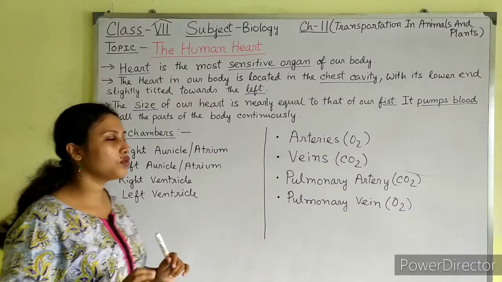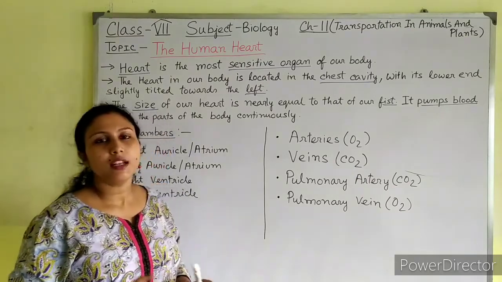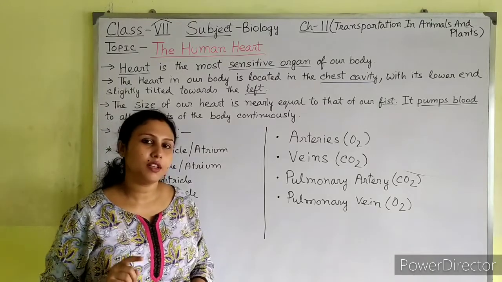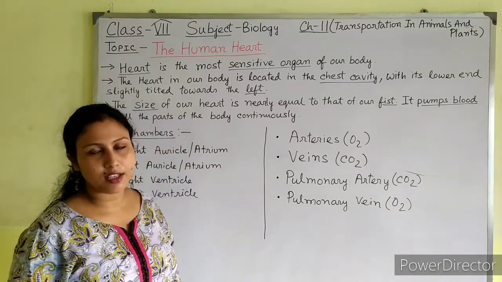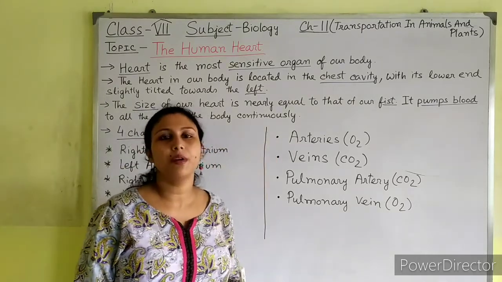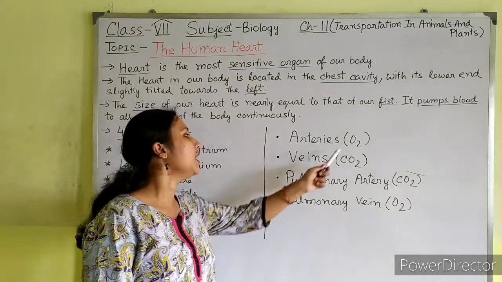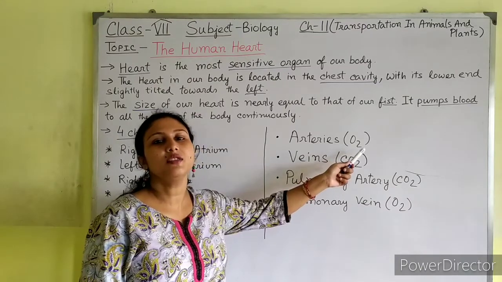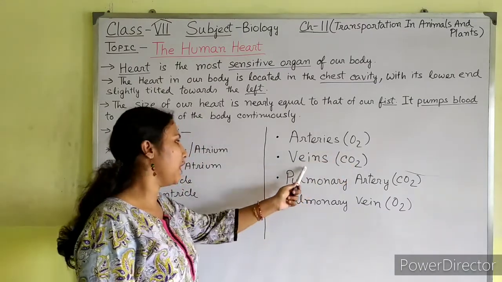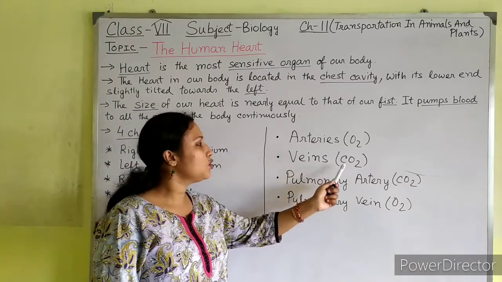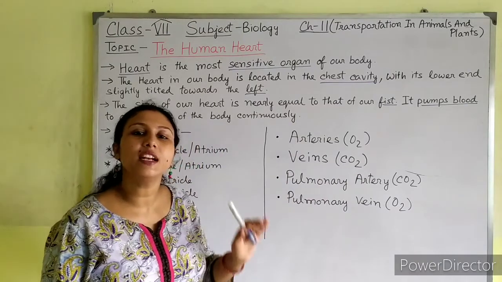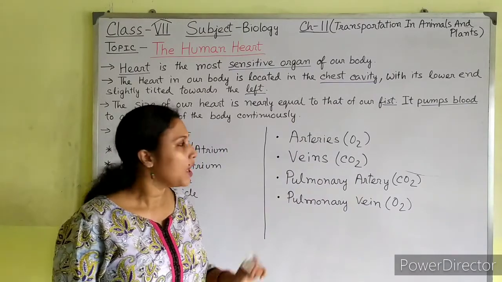Now students, in our previous video we have learned about blood vessels. We have learned about arteries and veins. The function of arteries, I hope you remember, is to carry the oxygen rich blood, that is the oxygenated blood. And the function of the veins in general is to carry the carbon dioxide rich blood, that is the deoxygenated blood.